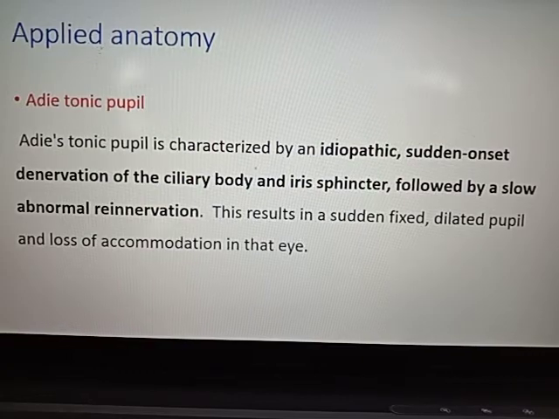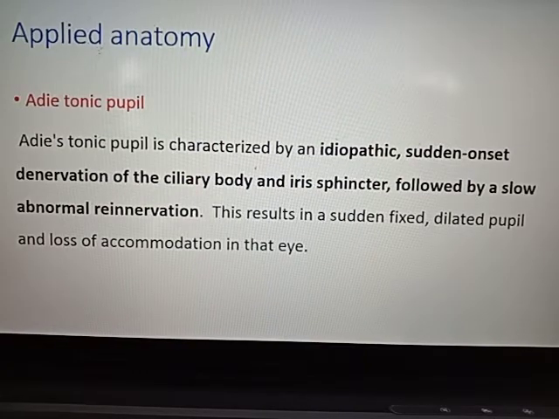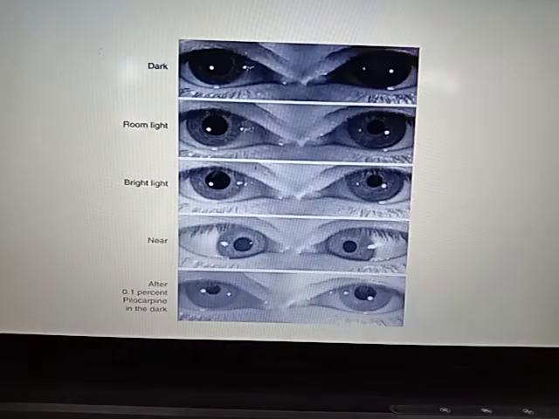You know this Adie's tonic pupil. Adie's tonic pupil is characterized by an idiopathic, sudden onset denervation of the ciliary body and iris sphincter, followed by a slow abnormal re-innervation. This results in a sudden, fixed dilated pupil and loss of accommodation in that eye. If you look at this image, you can easily understand the picture.